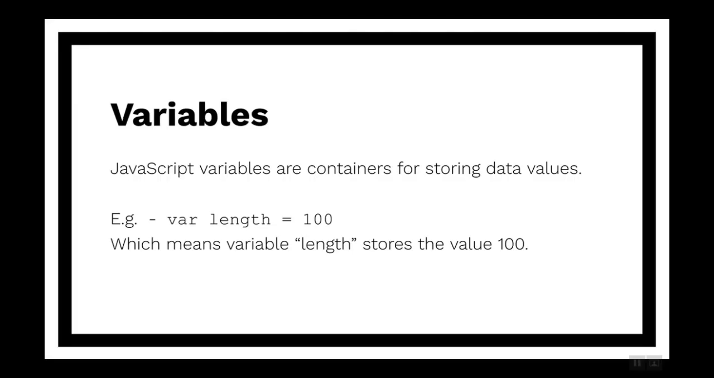So for example, you see here it says var length equal to 100. The var stands for variable, and var, I call it var, some call it var, it's fine. You can call it either one of those. I say var length equal to 100. That means the variable length stores the value of 100. Let's move ahead. You'll understand variables a bit more clearly.